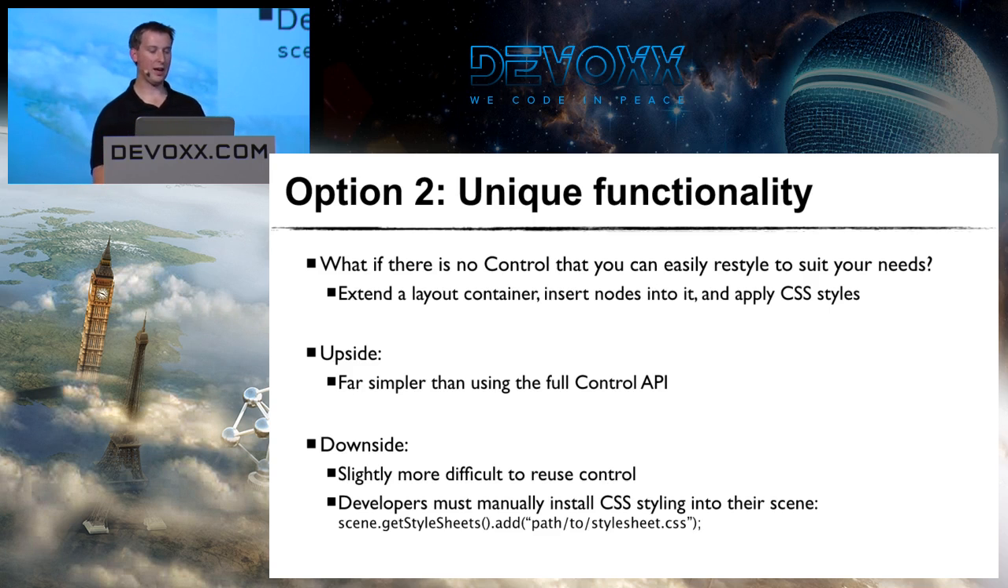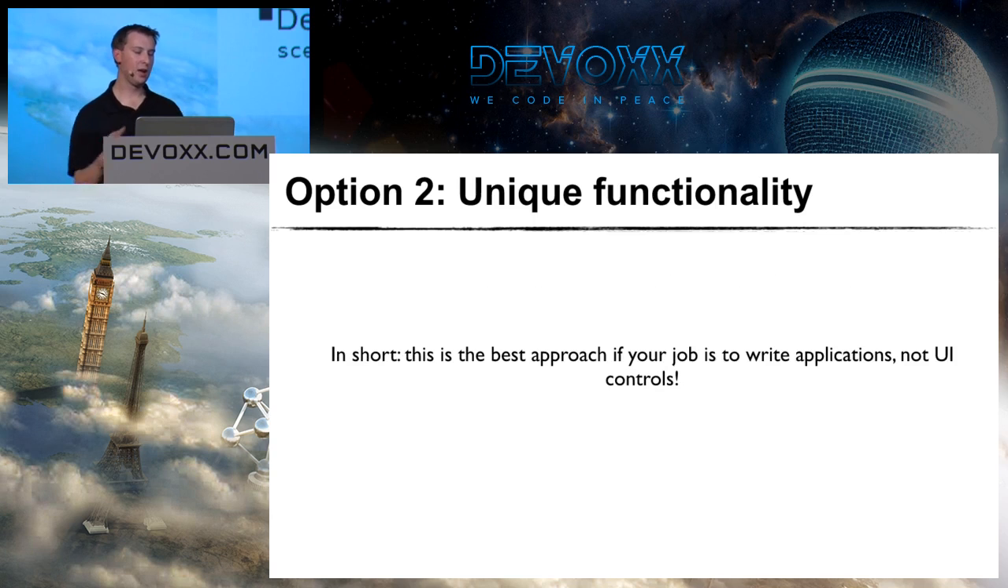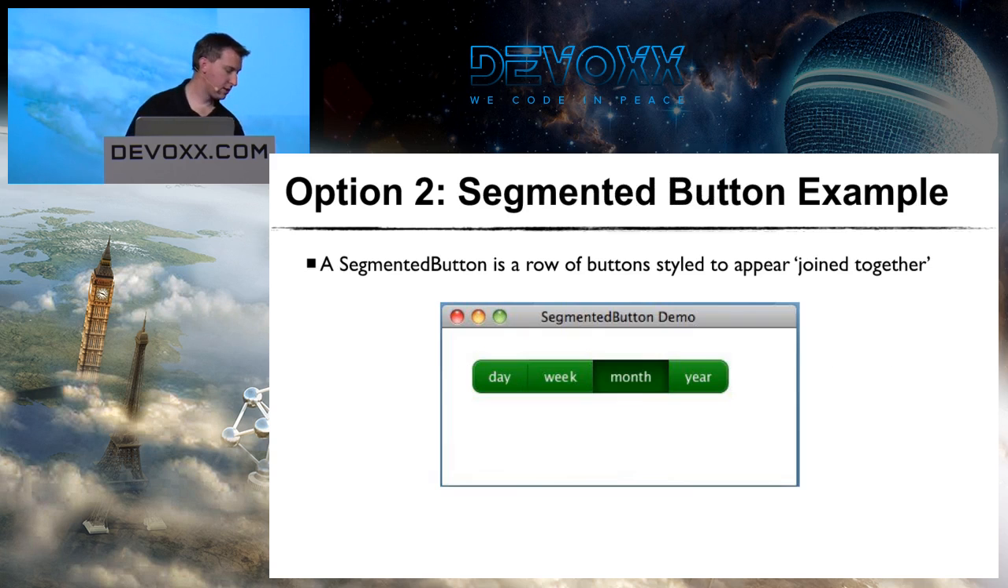You need to do that line of code there. You need to actually have your users of your control add the style sheet into their application, which may be fine if your application is being used internally only and you don't really need to redistribute your controls. But otherwise, it could be a bit of a nuisance if you ask people, download my jar file, put in the class path, and add this style sheet to your application at runtime. So in short, this is the best approach if you just want to write applications, which most of us want to do, and you're not a UI controls library.